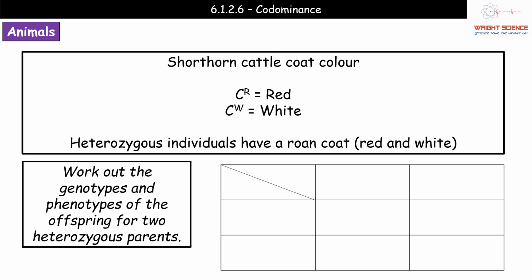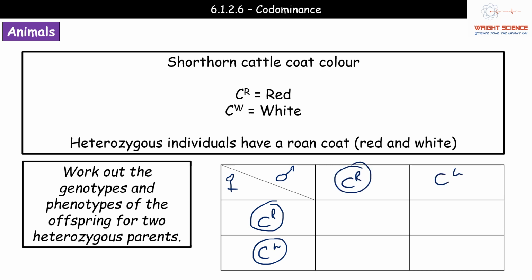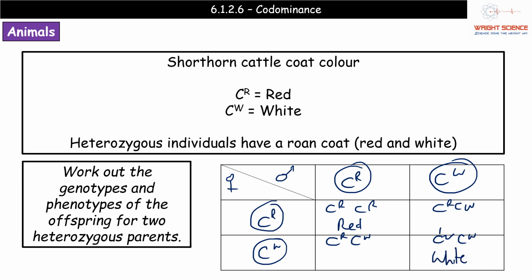So we've got our heterozygous parents again. So remember, males and females. So we've got CR, CW because they're heterozygous, so that means one of each. CR, CW, and then the same thing as before. CR CR, CR CW, CW CR, and then CW CW. So we've got a red coat, we've got a white coat, and then we've got two rowan coated.